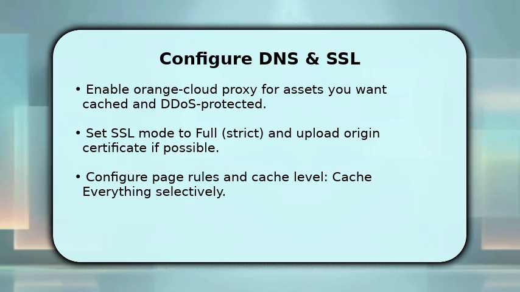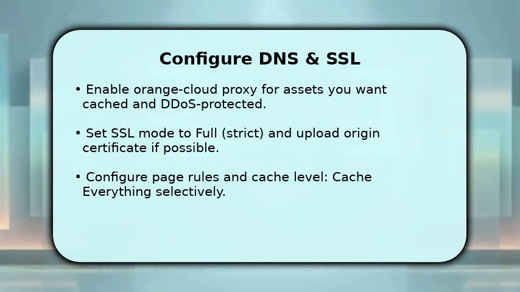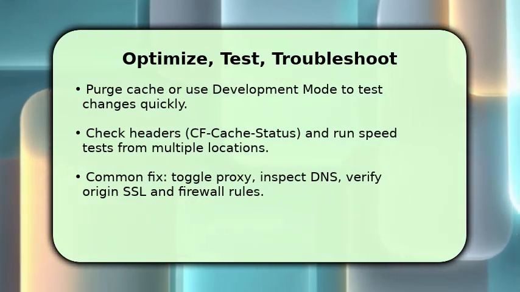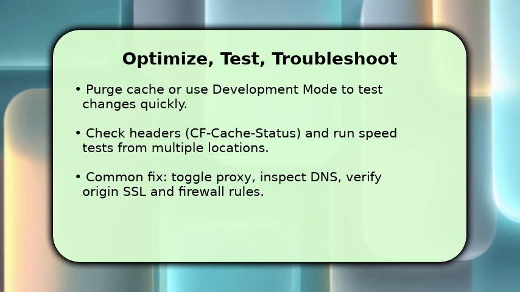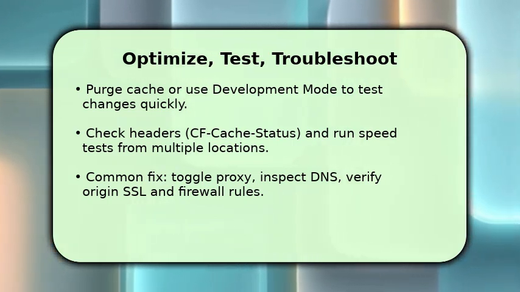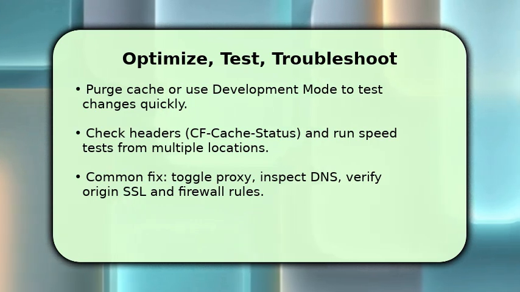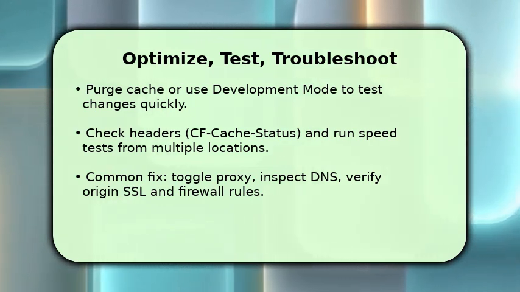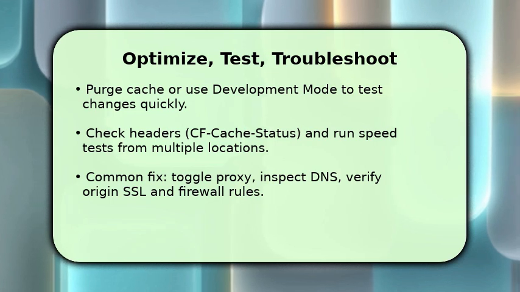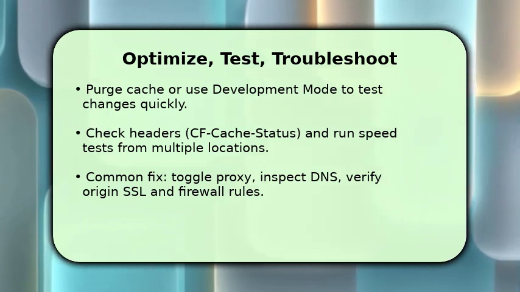Set appropriate edge cache TTLs, enable HTTP/2 or HTTP/3, and turn on auto minify for CSS/JS/HTML to reduce size. Then test from several locations and inspect response headers. CF cache status shows whether assets are cached. Once done, purge cache when deploying updates or use development mode for active changes.